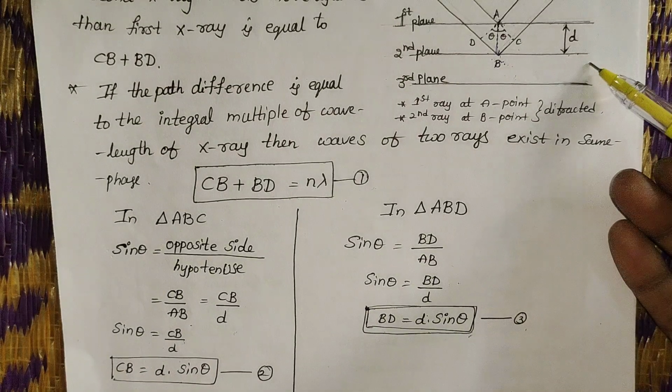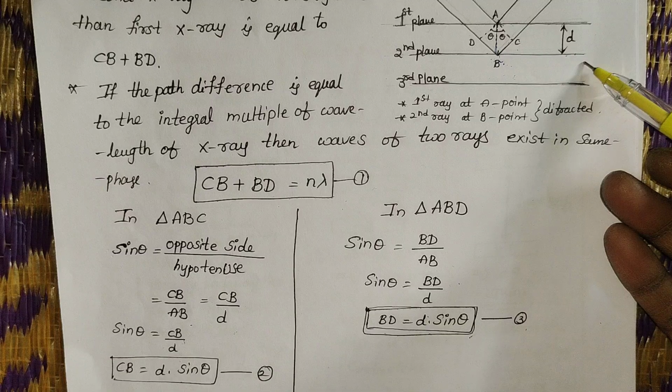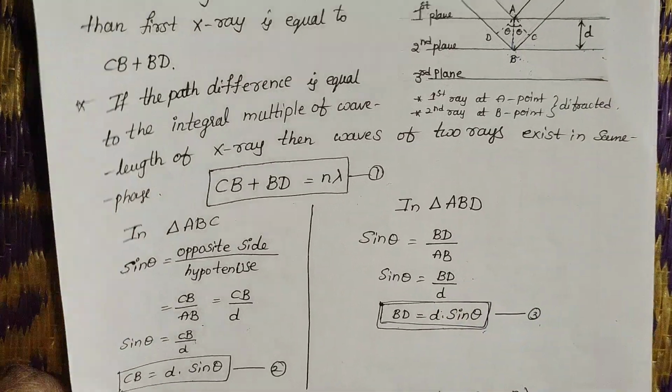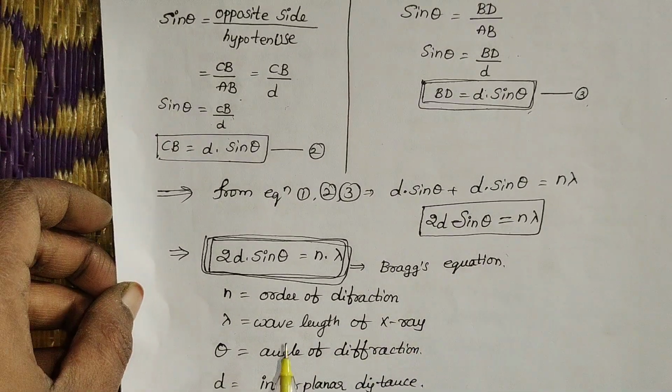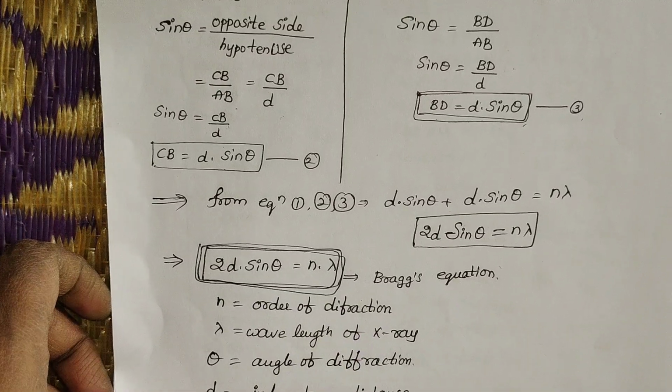How much the interplanar distance is, we have to find. So that is Bragg's equation: 2d sin theta equals n lambda.